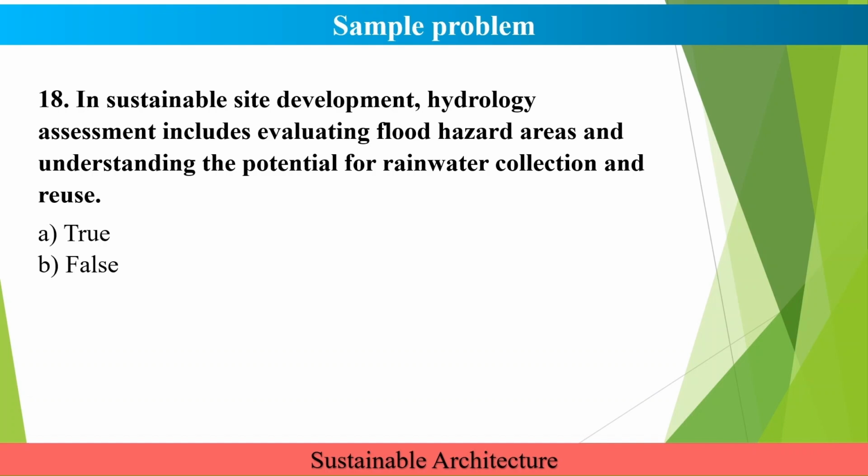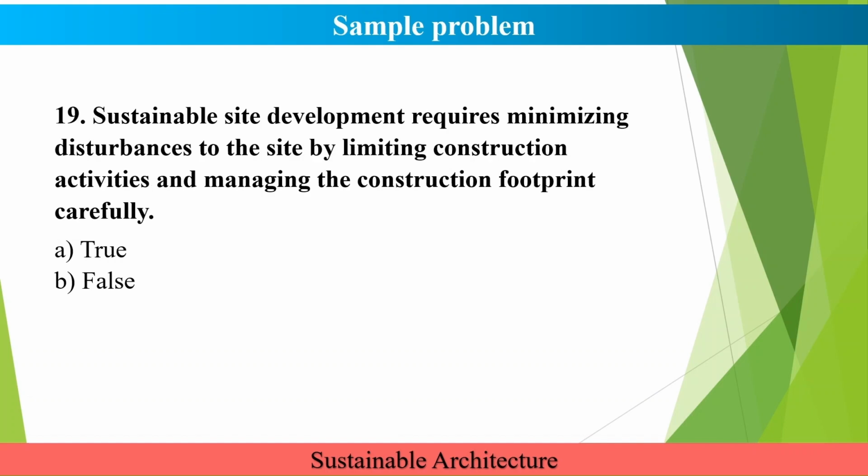Let's move to the next question, question number 19. This is also a true or false type question. Based on the statement, you can answer whether it is true or false. Sustainable building development requires minimizing disturbance to the site by limiting construction activities and managing the construction footprint carefully. So all of you are correct. You understood it very well. True is the right answer. Can we move to the next question?